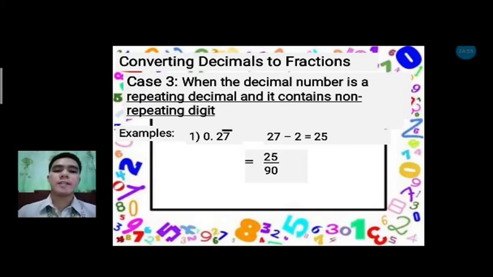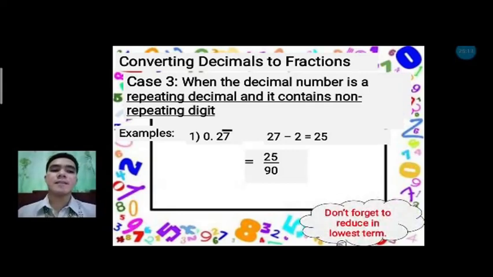Don't forget to reduce it to lowest term. The common factor is 5. We are able to divide 25 by 5 and 90 by 5. So 25 divided by 5 is 5 and 90 divided by 5 is 18.